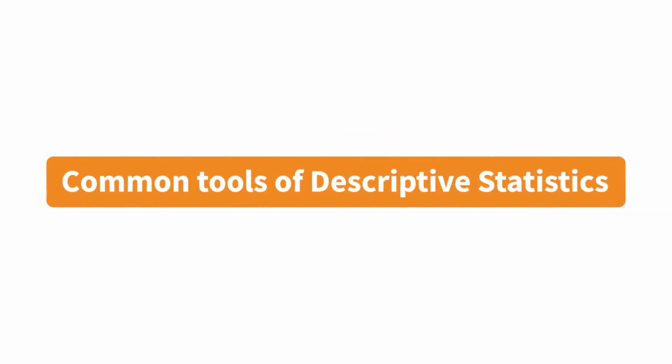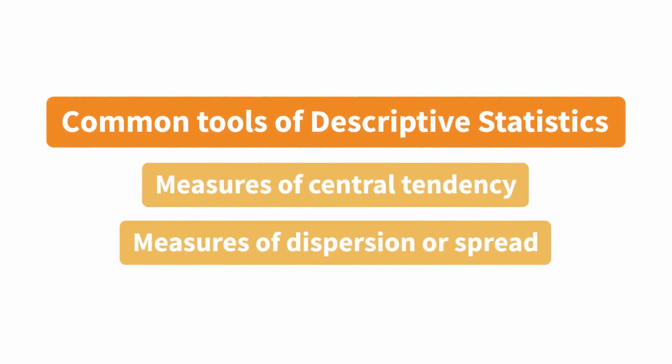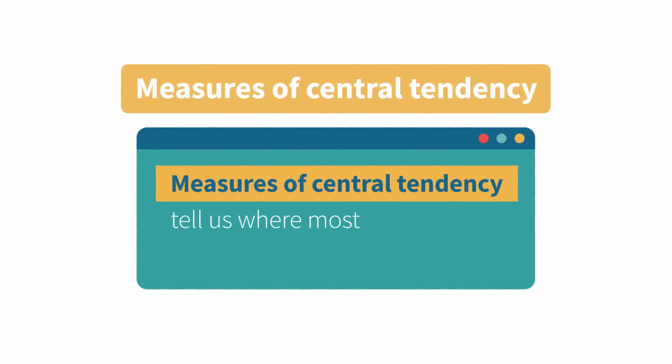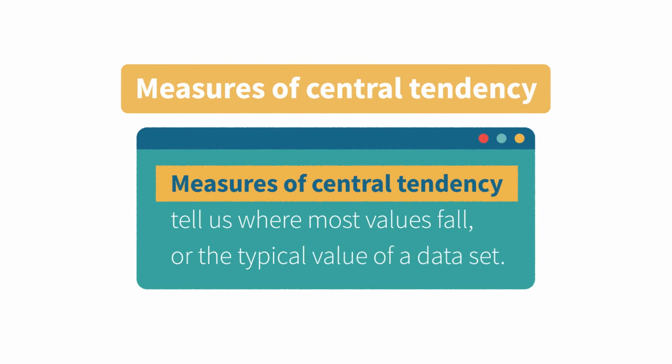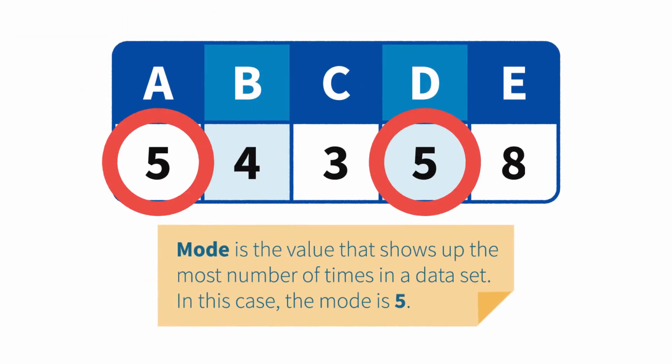You may already be familiar with some of the common tools of descriptive statistics. They are the measures of central tendency and the measures of dispersion or spread. The measures of central tendency tell us where most values fall, or the typical value of a dataset. Going back to our sample dataset, let's find the 3 most common measures of central tendencies. Let's begin with the mode. This is the value that shows up the most number of times in a dataset. We've seen this earlier in our example of descriptive statistics.